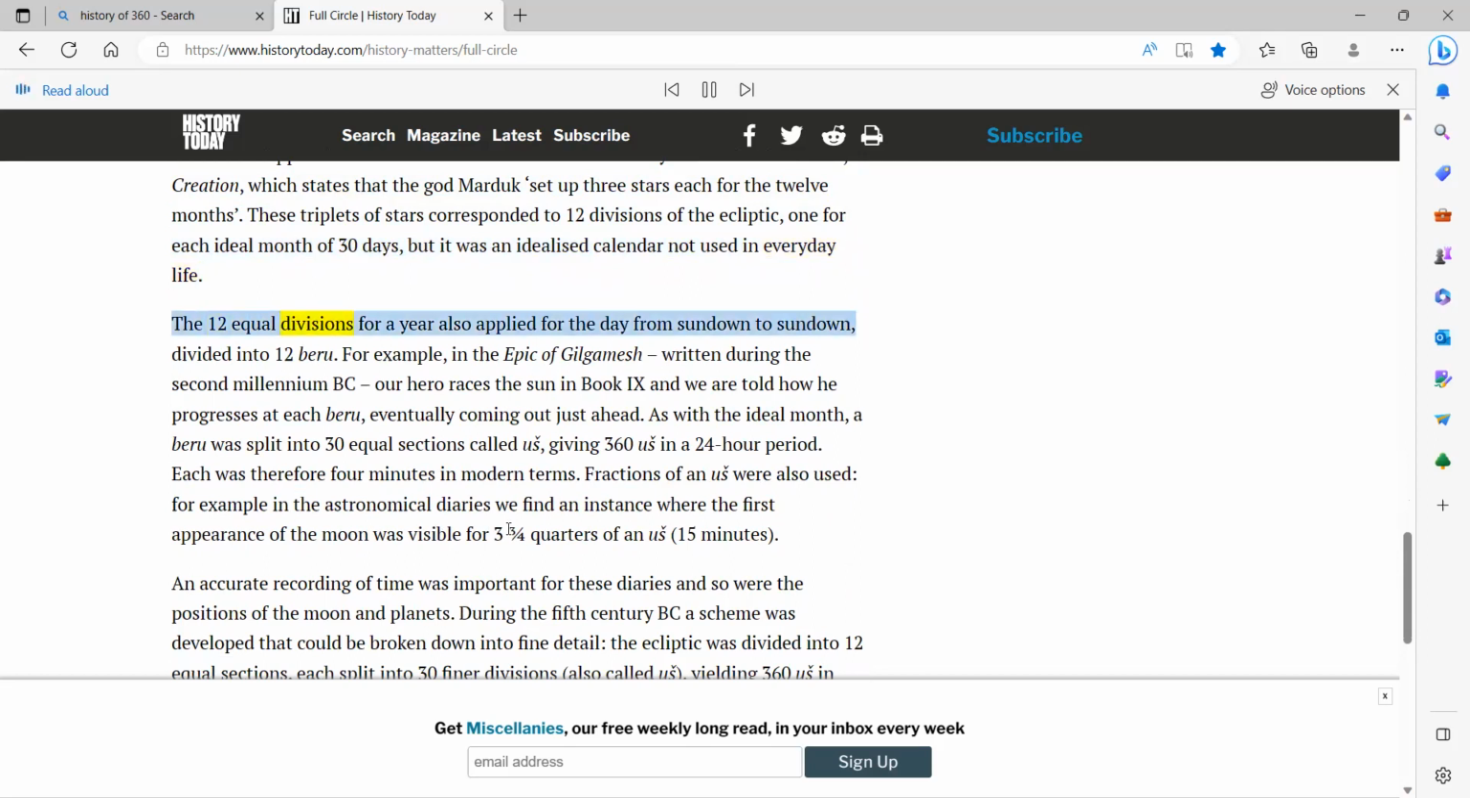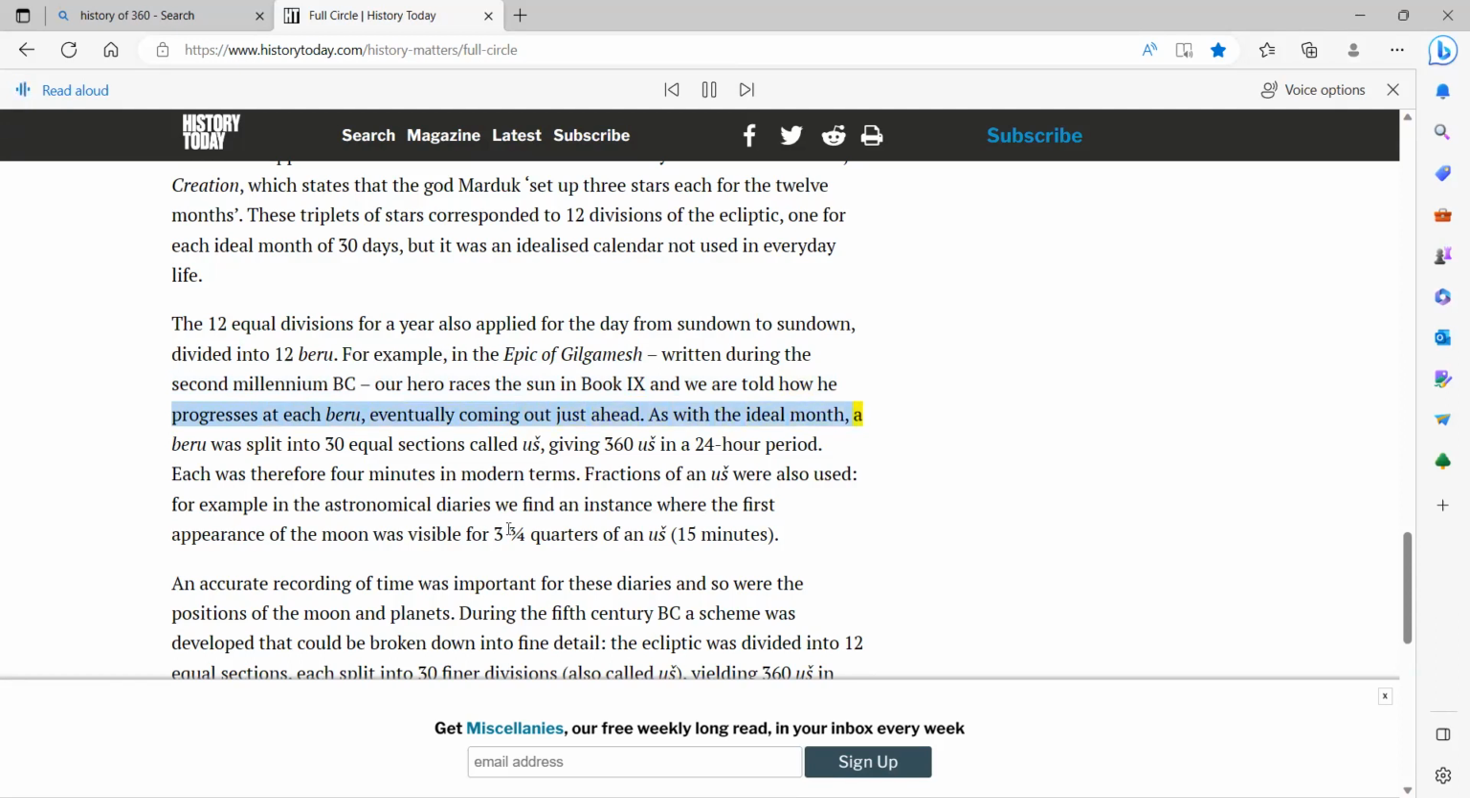The 12 equal divisions for a year also applied for the day from sundown to sundown, divided into 12 baru. For example, in the Epic of Gilgamesh, written during the second millennium BC, our hero races the sun in Book 9, and we are told how he progresses at each baru, eventually coming out just ahead.